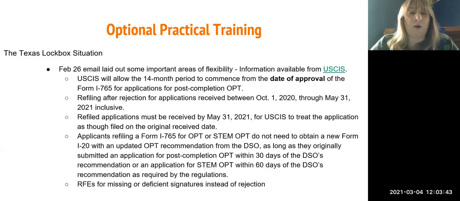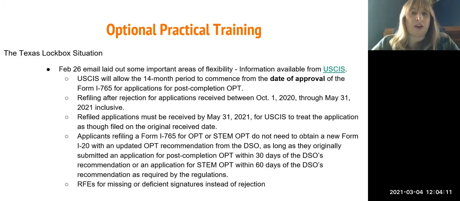But basically what we've been told now is that USCIS will allow the 14-month period of eligibility time to commence from the date of approval rather than the end date of the program. So this is a big deal for students who have been severely delayed because of the lockbox. I know that was a welcome piece of news.